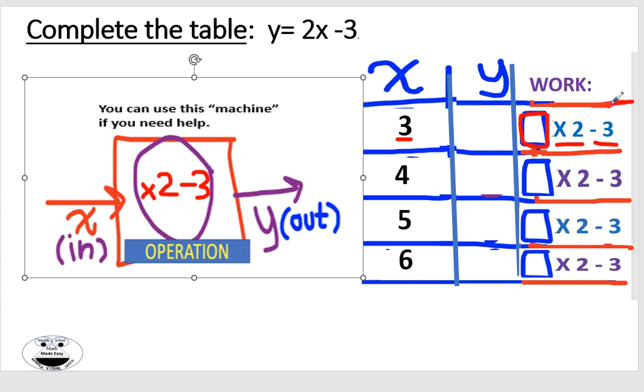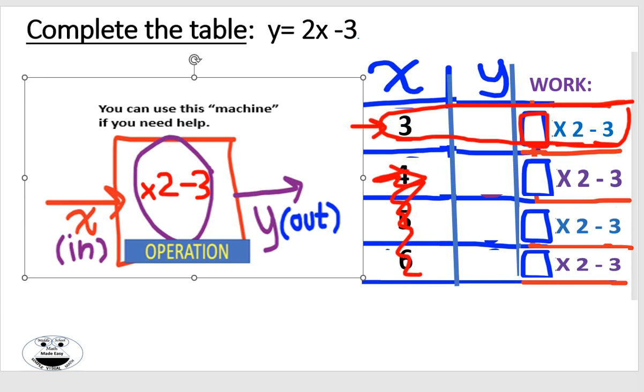So what we're going to do now is focus on the first row here and ignore the entire rest of the table. And here, x is 3. So don't look at the 4 or the 5 or the 6. That's where students get confused. Well, what do I do with the 4? Right now, they don't exist. We're just looking at this row here. X is 3.